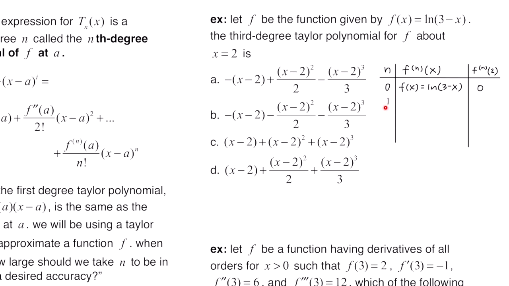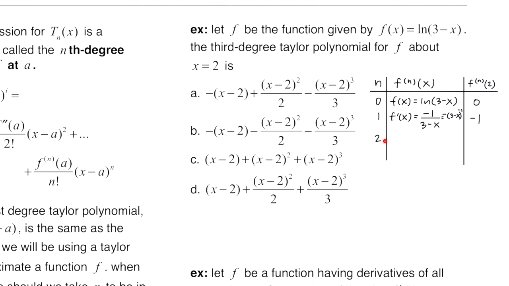Next, n is equal to 1. So we're going to take the derivative of this. So we have ln of 3 minus x. The derivative is going to be 1 over 3 minus x. And then we chain rule. The derivative of the inside is negative 1. So we'll multiply that on top. So next we're going to plug in 2 for x. We get 3 minus 2 is 1. So we end up getting negative 1 over 1, which is negative 1.